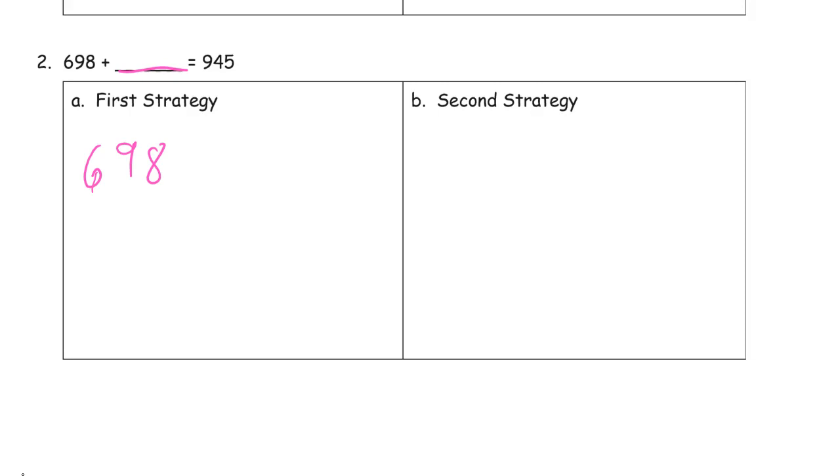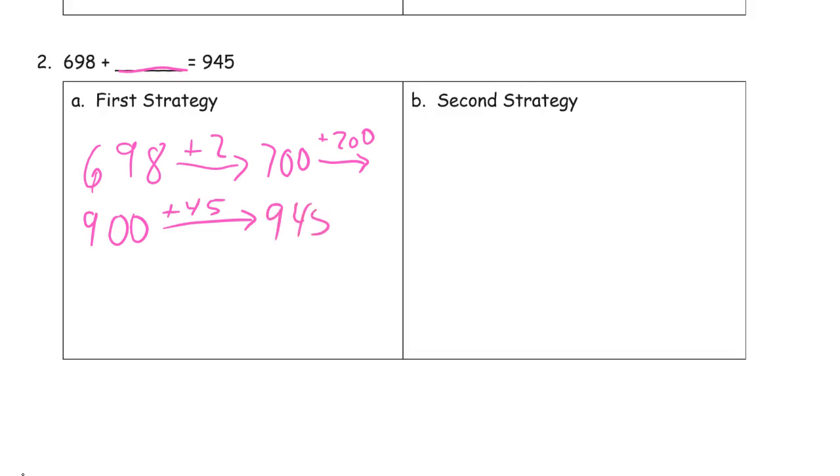So, let's add 2. That'll get us to 700. And then, we need another 200 to get to 900. And there we can easily add 45 all at once. You might use more steps than me, but I think that's the minimum number of steps that'll get us to 945, at least as far as doing it the arrow way. So here I had to add 200. 45 plus 2 isn't hard to do mentally. That's 47, so it's 247 is what I had to add.